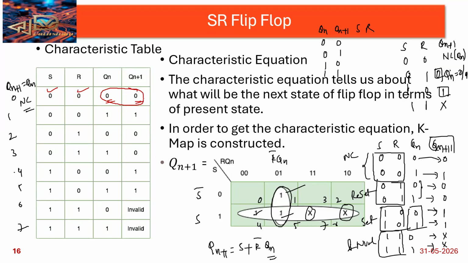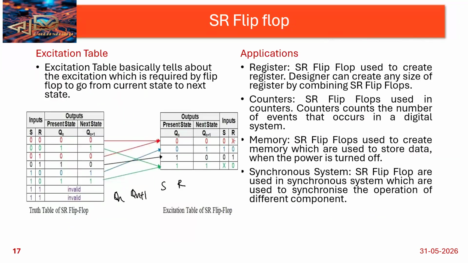Is there any other case? Here also another case is there. Check that the S value is 0 here and also 0 here, but the R value is changing. R is 0 here and R is 1 here. So S is 0 and R is a don't care condition.